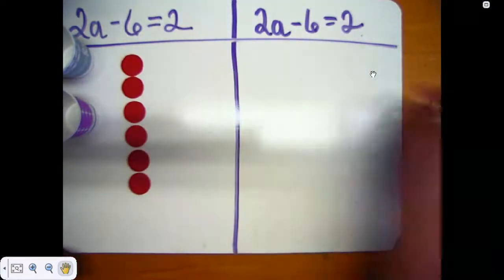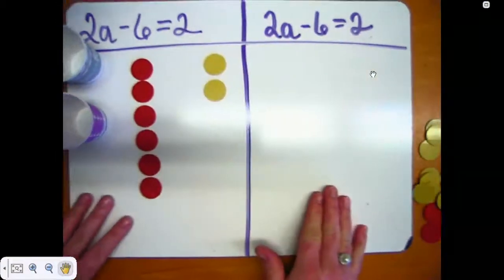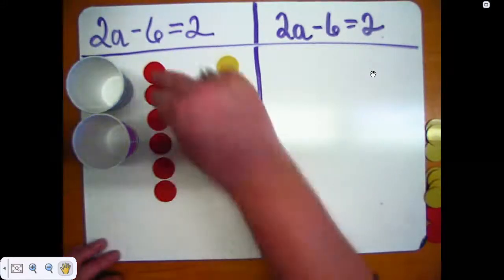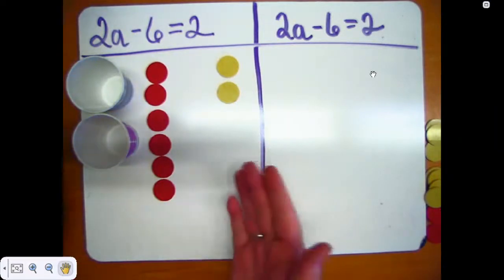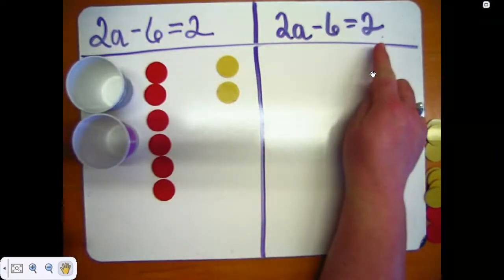And it's equal to positive 2. Okay, so this is what that model would look like. I have 2a, 2, 4, 6, so that's negative 6, and I have positive 2 equals positive 2. This is the same thing as this: 2a minus 6 equals 2.